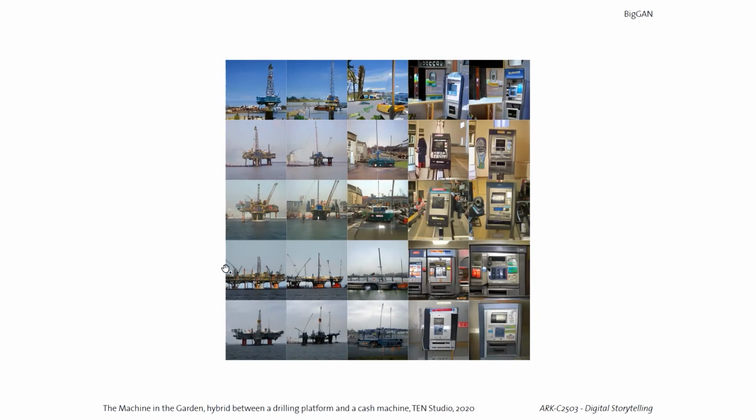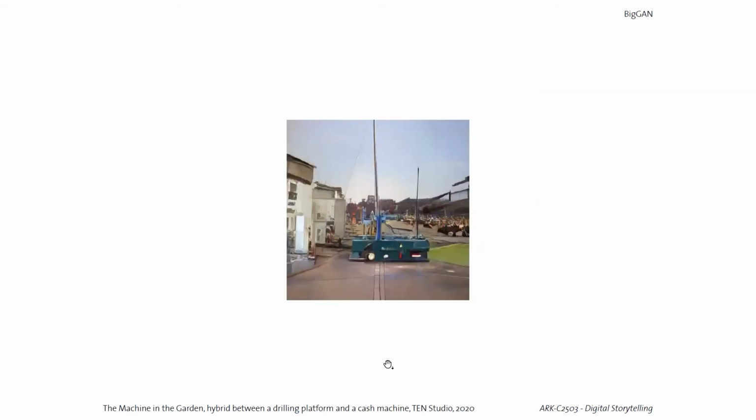where on the left you have one category, in this case a drilling platform, and on the right you have another category, in this case a cash machine. And in this middle column, you basically get the hybrids, which are more or less successful. This may be one selection of them.